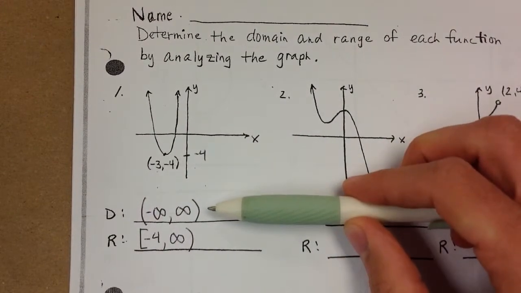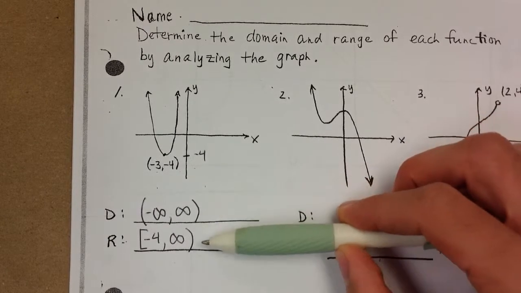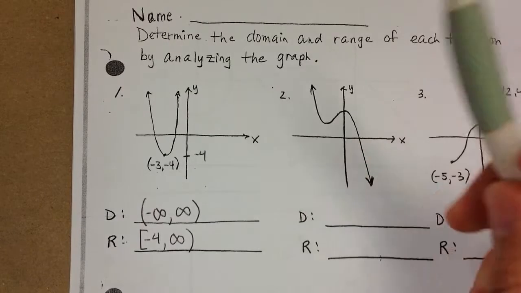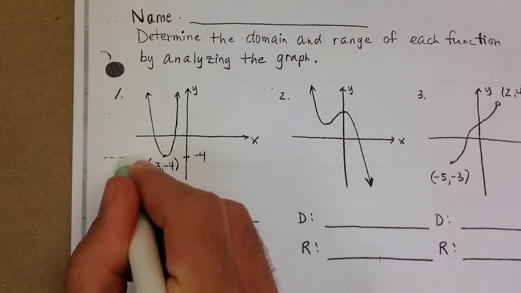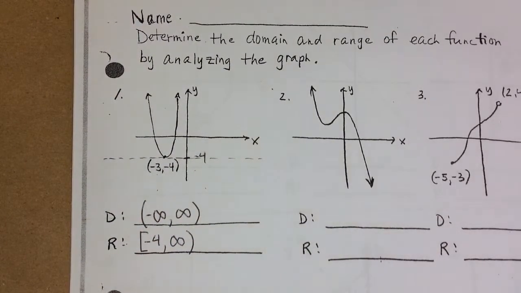So, in other words, this function is defined for all real numbers in terms of x, but it only produces y values that are at or above -4. And hopefully you can see that. There's nothing below y equals -4. Any questions on 1? Okay, I'll call in some random people for at least a few of these.